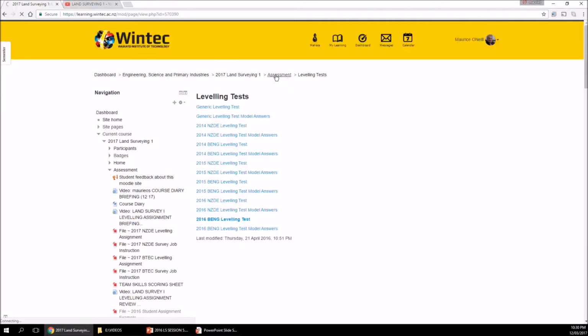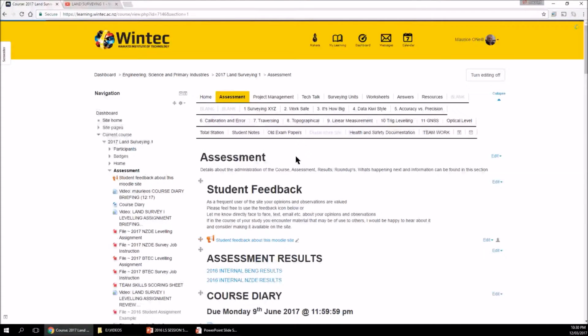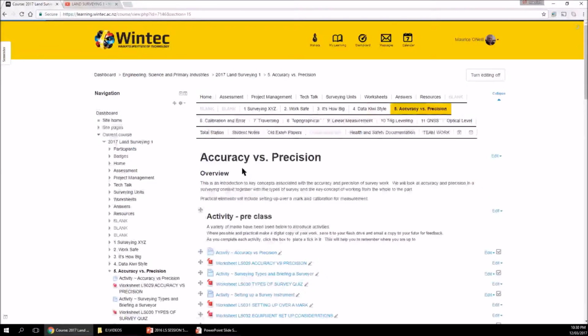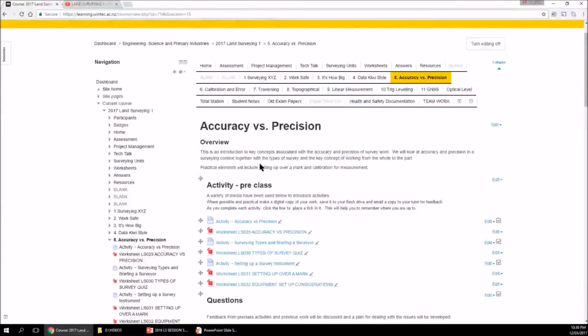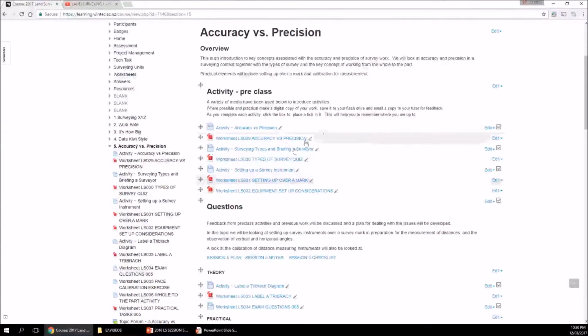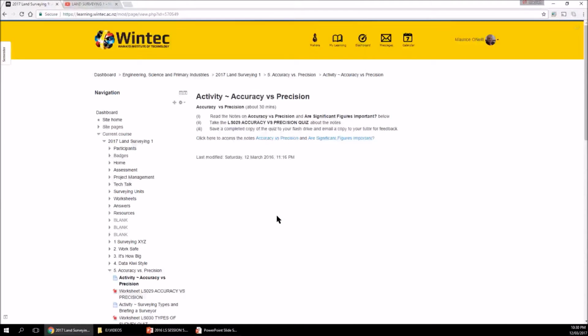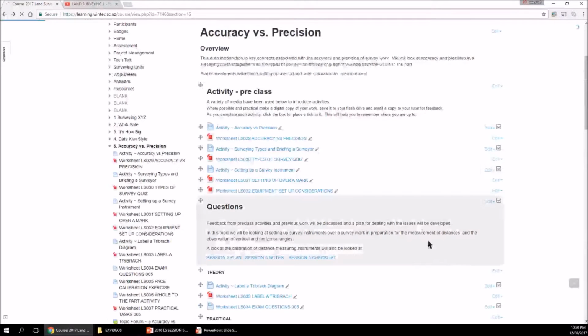We'll go back to assessment, and I think at this stage I'll go through to accuracy versus precision, which is the thing that we're doing. So we've got pre-class activity. I've got a lot of little videos and things for you to watch in here, as is usual. Accuracy versus precision. So here are some notes here. Very important.